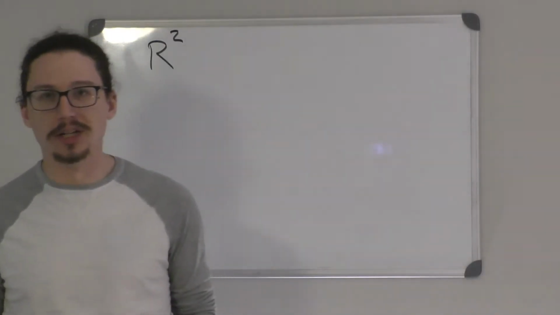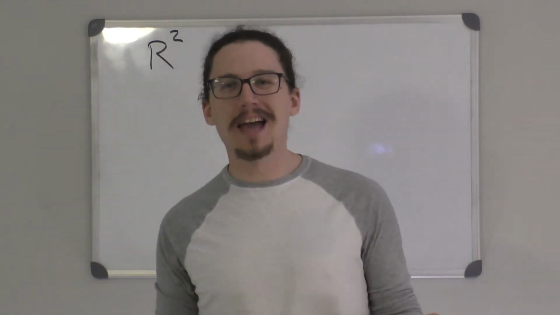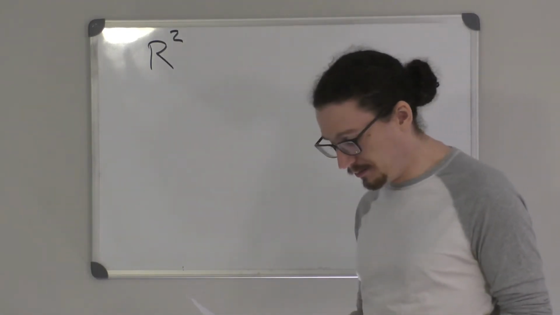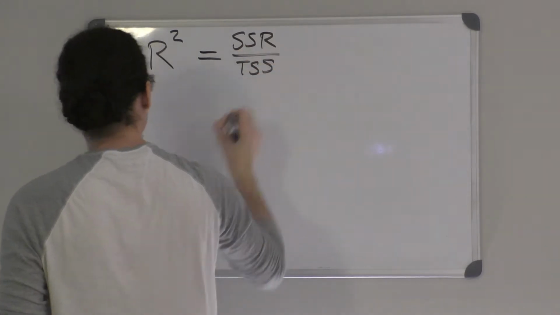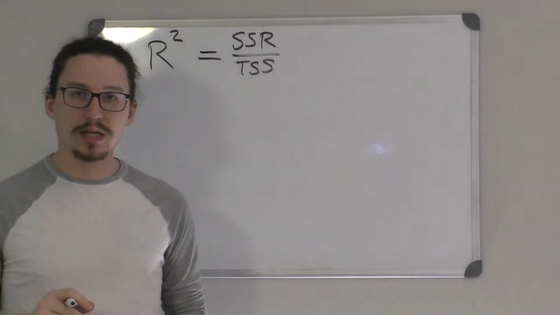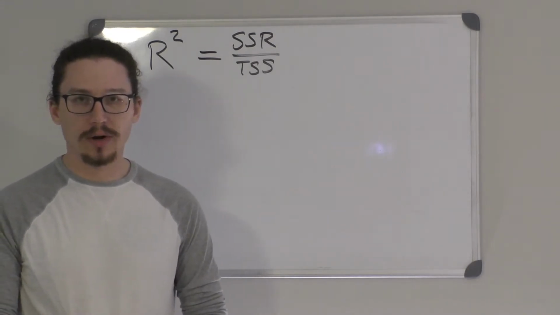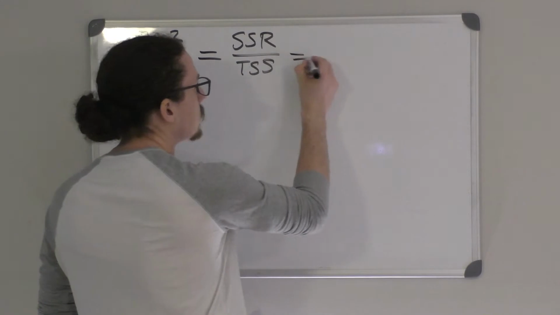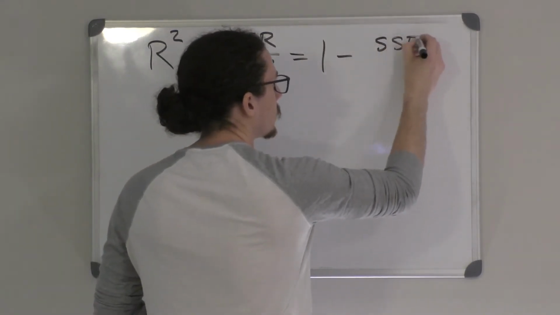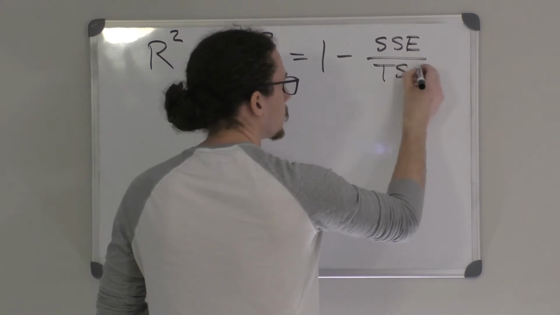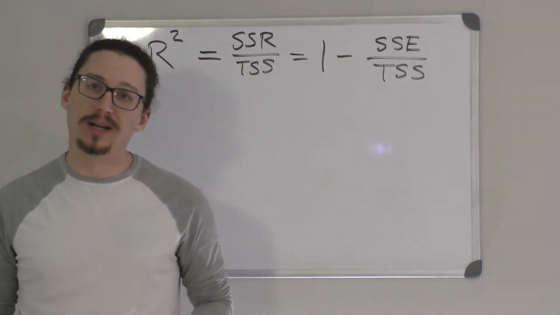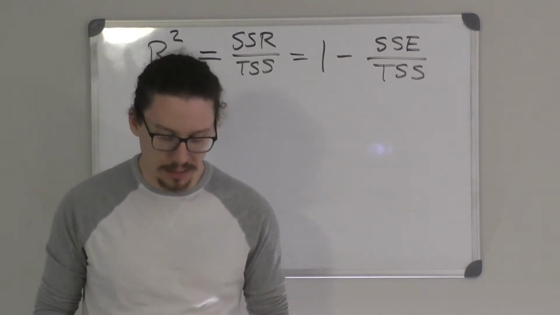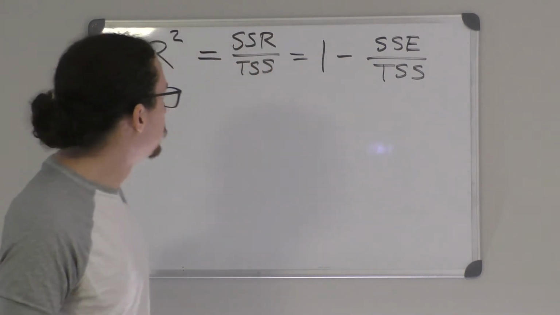It's more commonly referred to as R squared. The notation is just a capital R, and that's squared. All right. So R squared is equal to the sum of squares regression divided by the total sum of squares. We can also calculate it as 1 minus the sum of squares error divided by the total sum of squares. It's just going to depend on which pieces I give you.